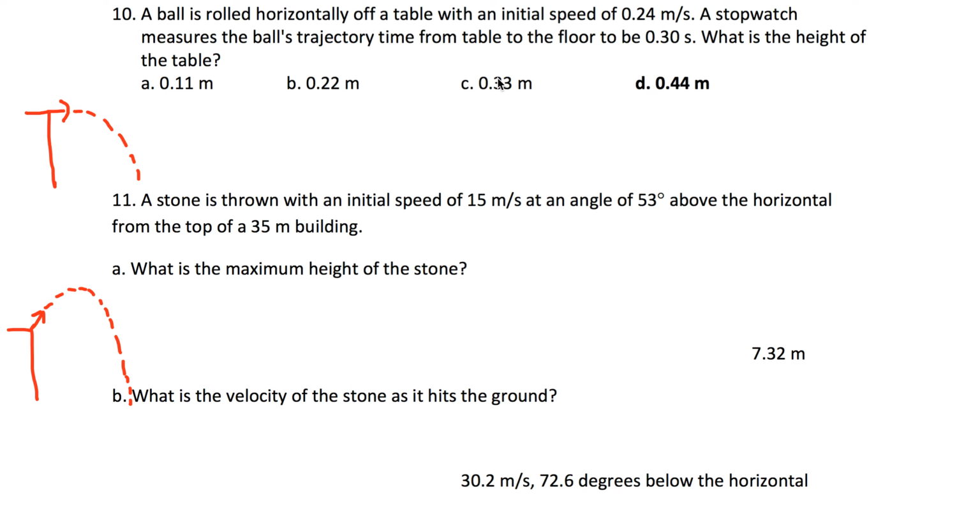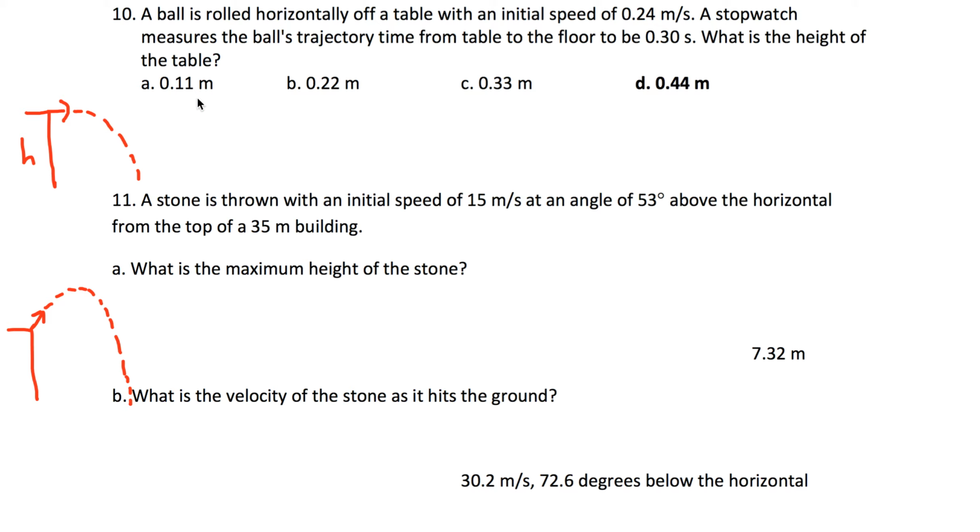Let's do the last two problems. So these are projectile motion problems. Number 10, we have the projectile launched horizontally. So it's going to follow this path, kind of a half of a parabola. And we're looking for the height of the table. So we're looking for h here, which is the height of the table.